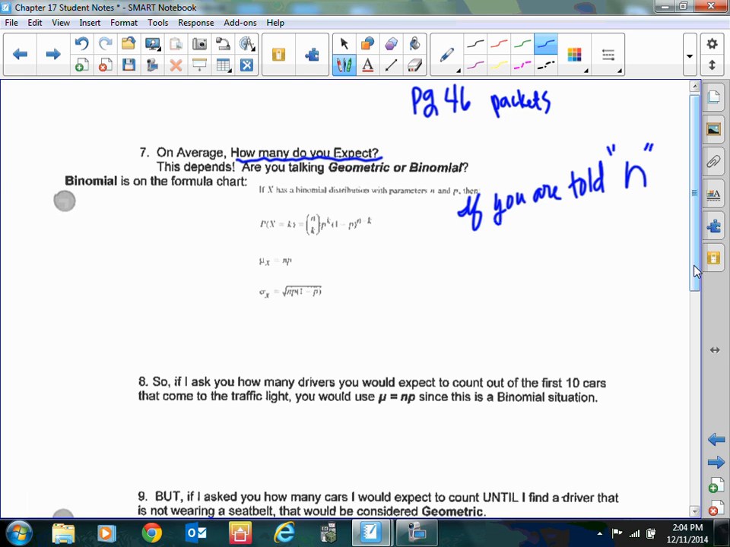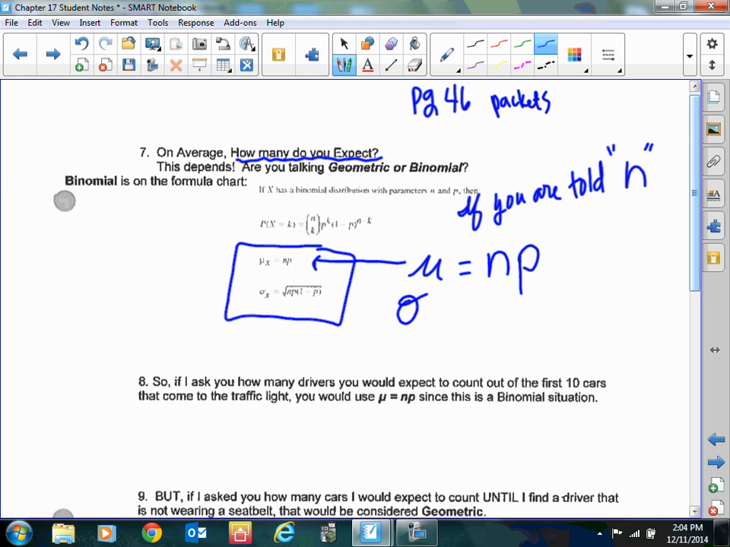Then you would use these two formulas on your formula chart. They're kind of hard to see here, so I'll go through them. This is how many, on average, you expect. You multiply the number of trials you have times the probability of success that you are looking for. Then for the standard deviation, we'll go ahead and go through that formula.